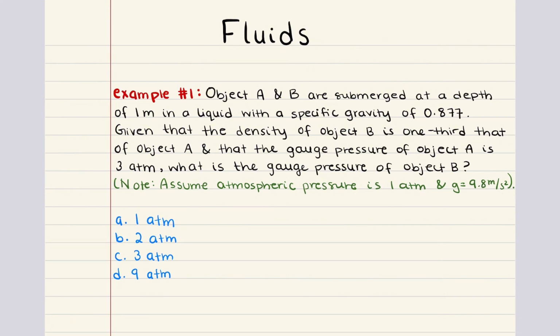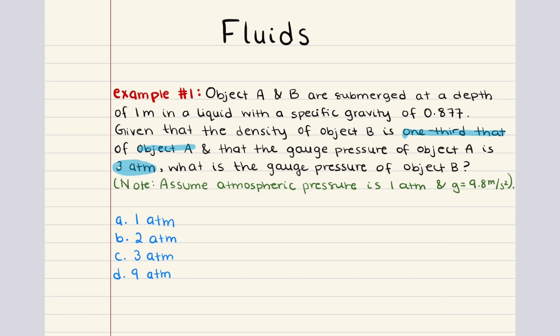Problem number 1 says object A and B are submerged at a depth of 1 meter in a liquid with a specific gravity of 0.877. Given that the density of object B is 1/3 that of object A, and that the gauge pressure of object A is 3 atmospheres, what is the gauge pressure of object B?